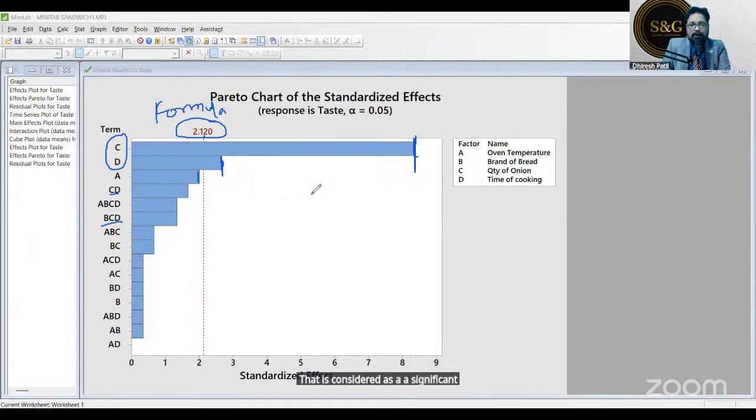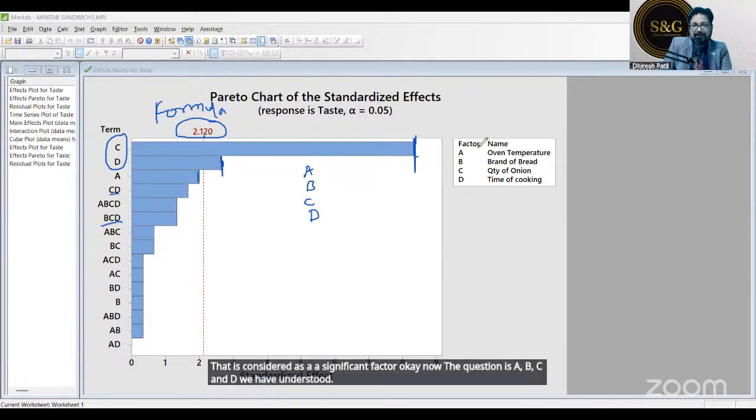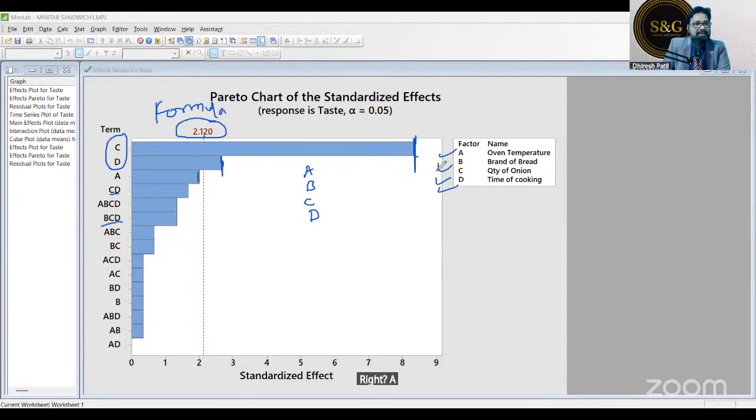Okay. Now, the question is, A, B, C, and D we have understood. These are the main factors, right? A, B, C, D are the main factors. But there are combinations of factors as well.